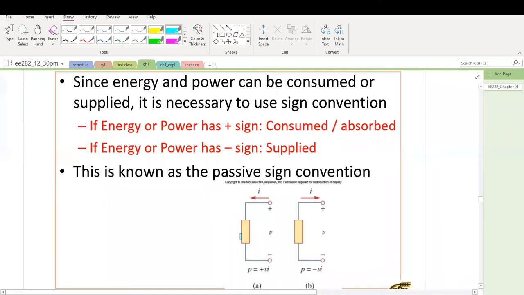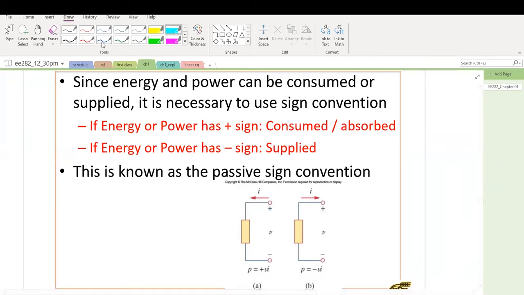Let's look at this example here. There's a device, and there's a current. I can mark the current flowing in this direction, and I can mark the voltage here. This is the positive sign, this is the negative sign. Or I can mark it this way: the current goes this way, and the voltage has positive here and negative here.